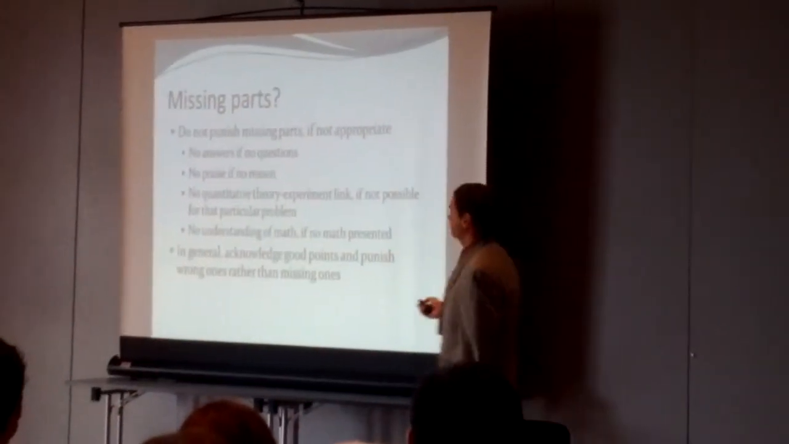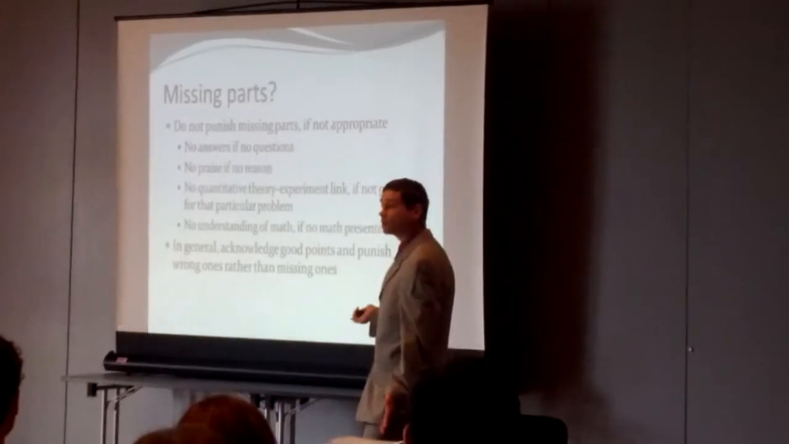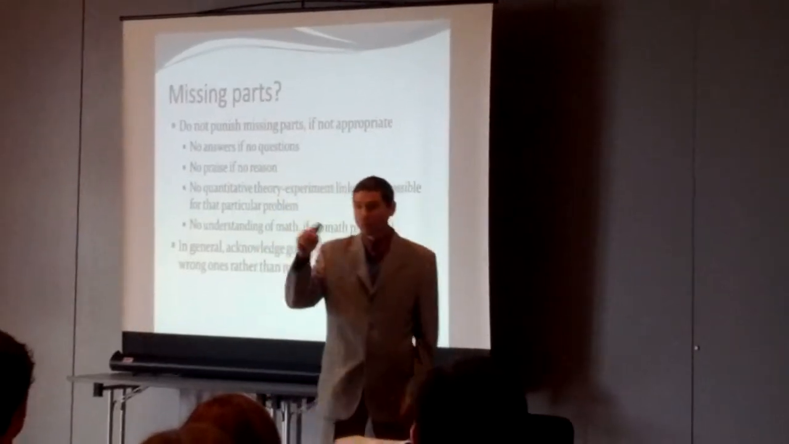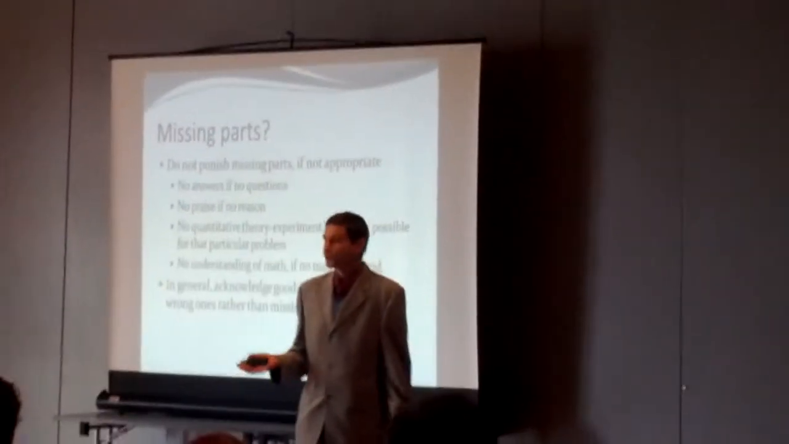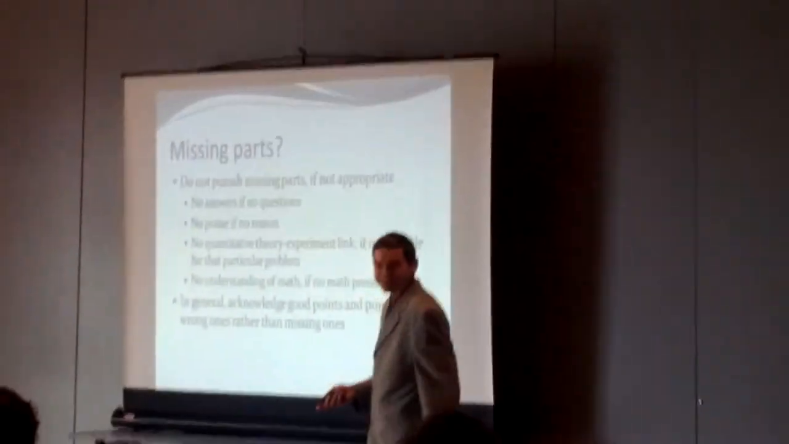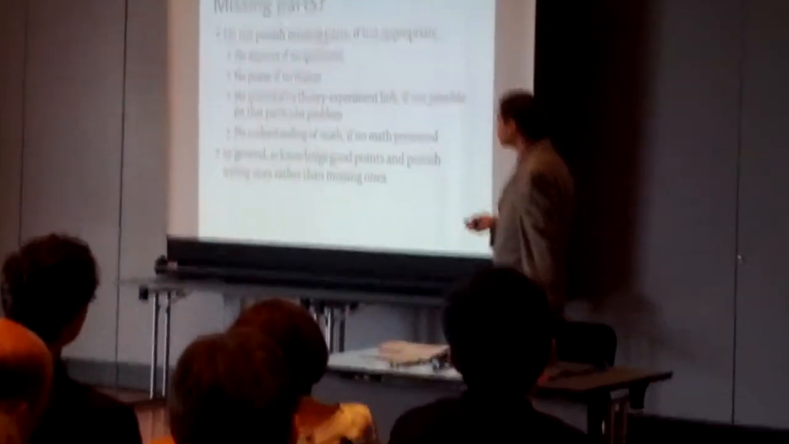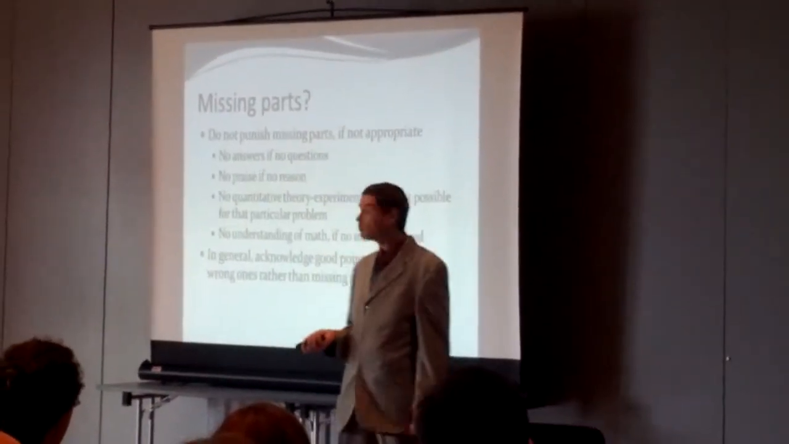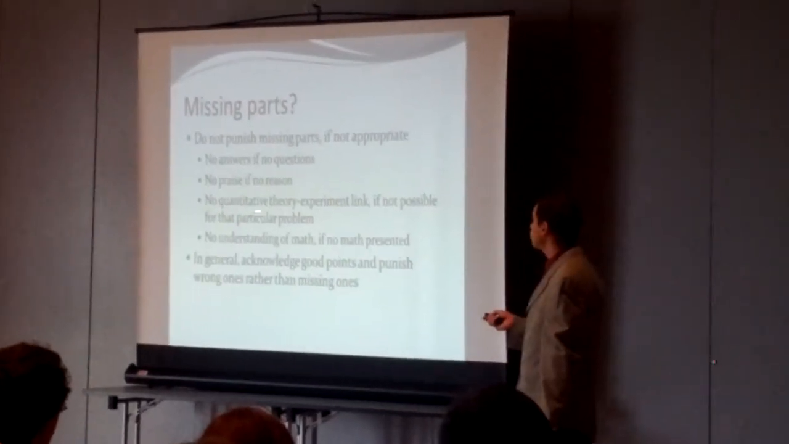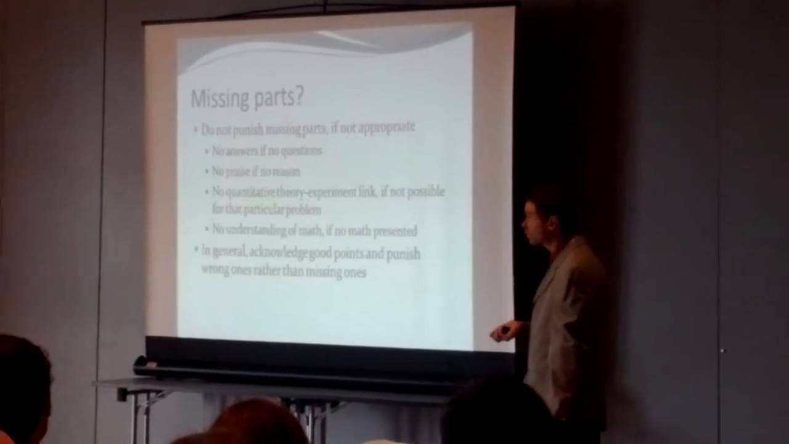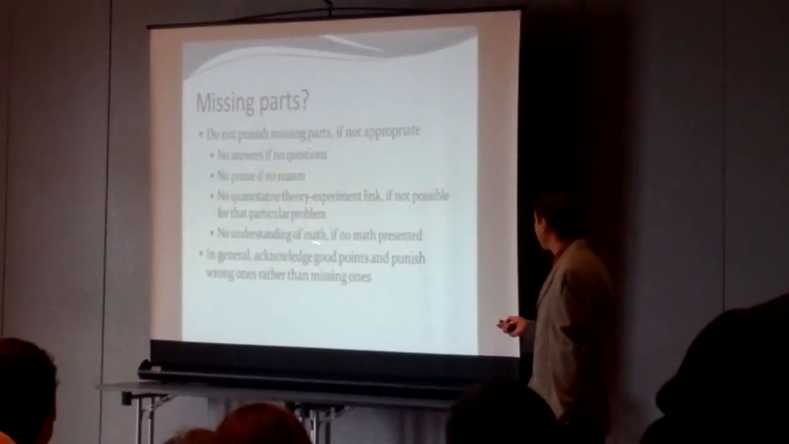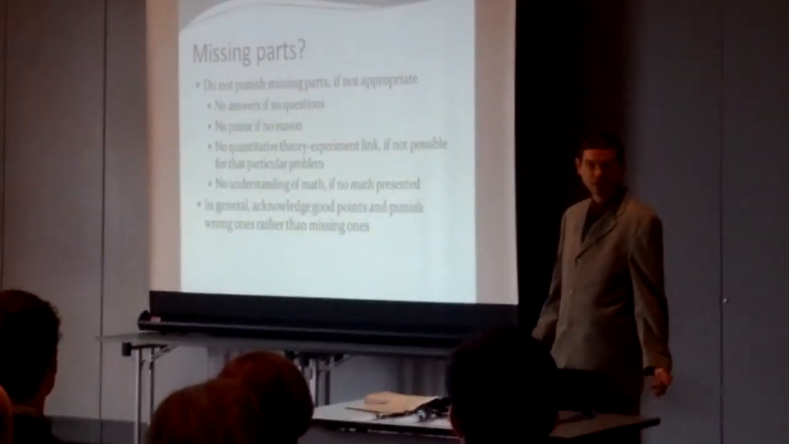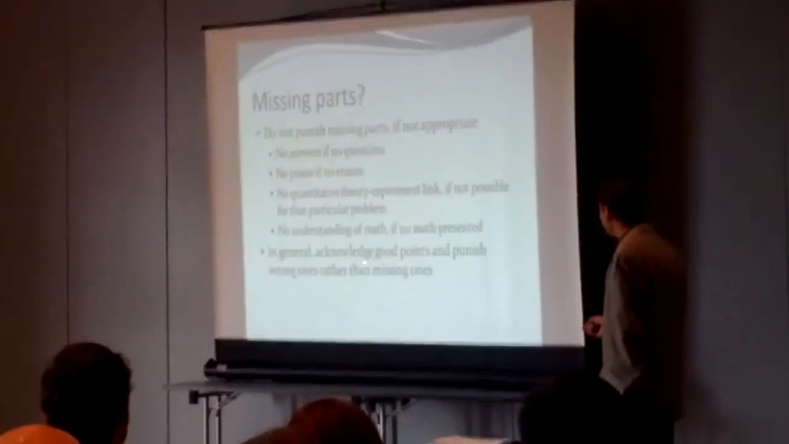Missing parts: do not punish missing parts if it's not appropriate. For instance, you have a point for answers in your scoring sheet, like were the answers correct or not. If there were no questions, you should not punish them for not giving answers. That's obvious. You should not punish the opponent for not coming with any praise if you feel there was no reason and the presentation was very poor. You should not punish that there is no quantitative theory-experiment link if you feel it's not possible for the problem. And you also should not punish missing understanding of math if there was no math, or if you feel the level of math was too high to understand.